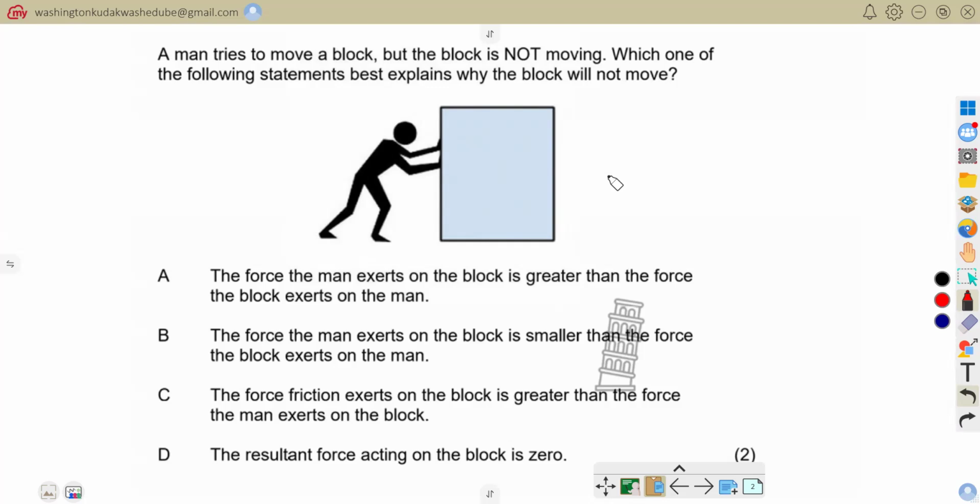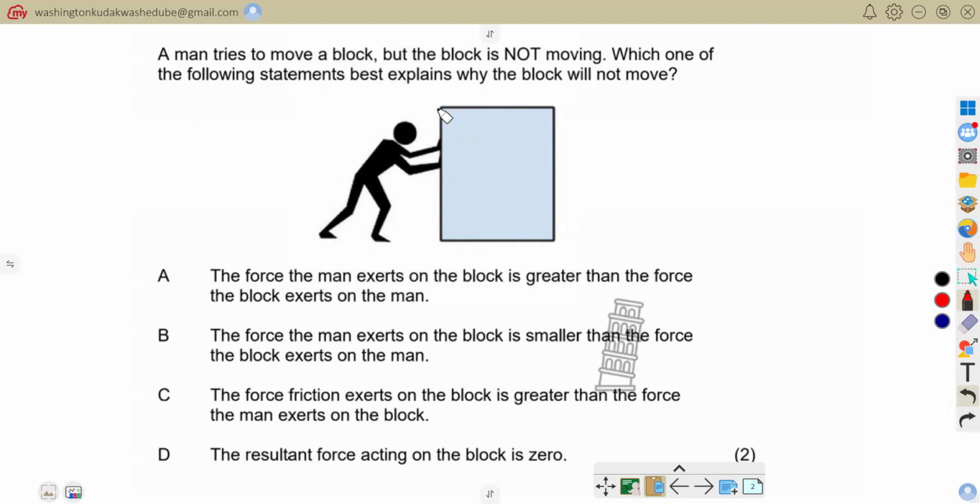So without wasting time, let's look into the first question that I brought. I took it from a past question paper, just for practice sake. It says a man tries to move a block, but the block is not moving. Which one of the following statements best explains why the block will not move? This was a multiple choice question, and you were supposed to choose from these four options which one best suits the scenario you are given.